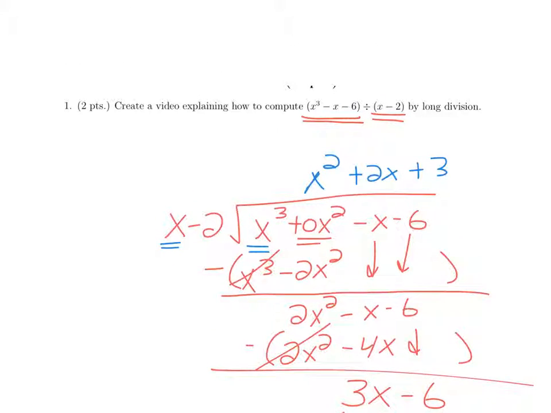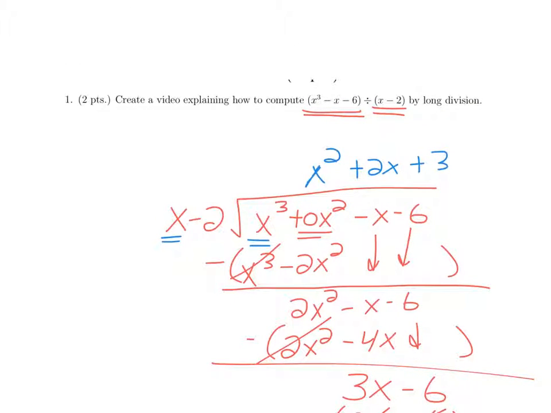The question originally was, what is the quotient? And the quotient is right here. So this is our answer. Because there was no remainder, that means that x minus 2 was a factor of the original dividend, or the cubic polynomial.